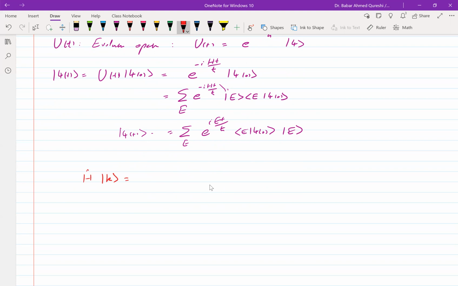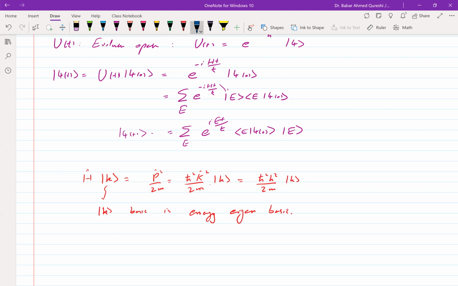Because what is H? H is P squared over 2m, which is h bar squared K hat operator squared over 2m acting on K. And the K hat operator has these guys as the eigenvectors. So this K basis is an eigenbasis, but only for free particles.